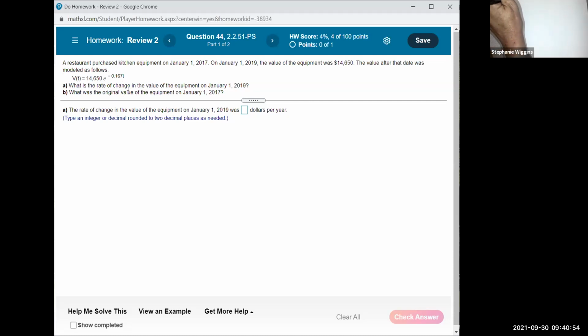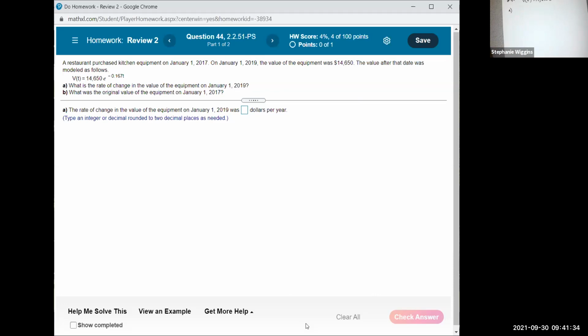So this is number 44. I'm going to copy this function down. We have V of t equals 14,650 e to the minus 0.167t. Okay. So when they ask you for the rate of change, you're just going to take the derivative, and they want to know on January 1st. So that would be the start date, I guess. Let's see. Yes, on that date, that is the value of the equipment.